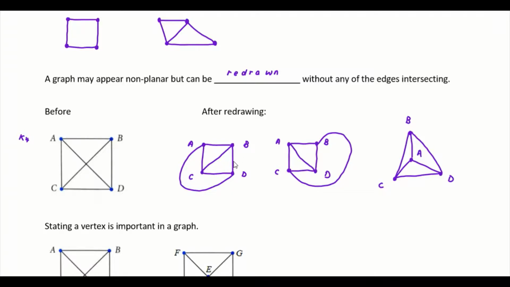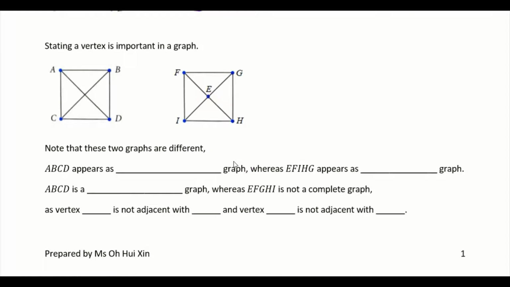Okay, so a simple note before we move on to the example is what I mentioned in the previous lecture, which is that stating a vertex is very important in a graph. So let's try to look at this simple graph here. You can see that these two graphs are pretty similar, am I right? The only difference is whether you have a vertex in the middle or not. So stating a vertex is very important because whether or not you have a vertex in the middle actually brings a different meaning to this picture.